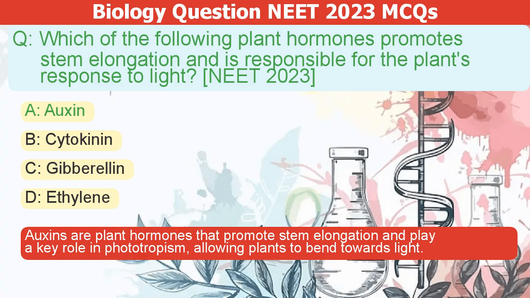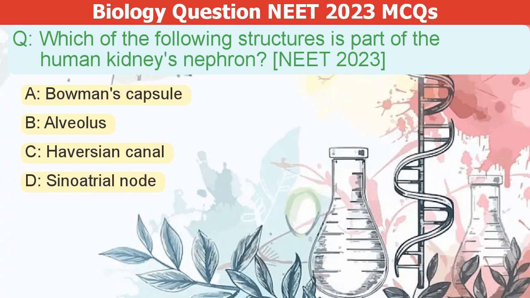Which of the following structures is part of the human kidney's nephron? NEET 2023. A. Bowman's capsule. B. Alveolus. C. Haversian canal. D. Sinoatrial node.